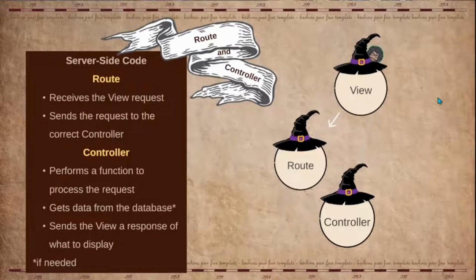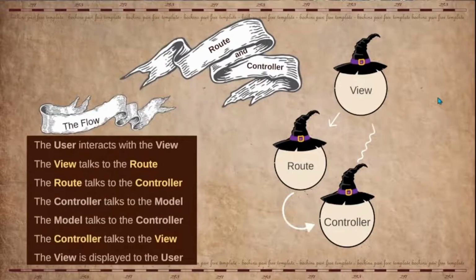The controller is the part of the spell that moves the staircases in the correct direction and order so that you can get from where you are to where you want to go quickly and safely. So back to that flowchart. The user interacts with the view, talks to the route, talks to the controller, some more stuff happens, the controller talks to the view, and the view is displayed to the user.